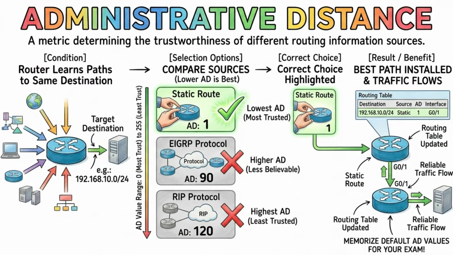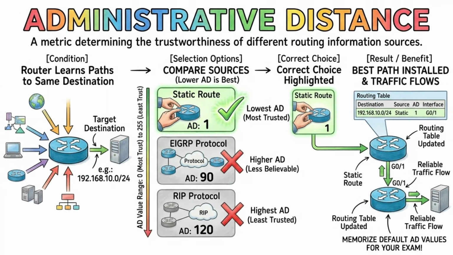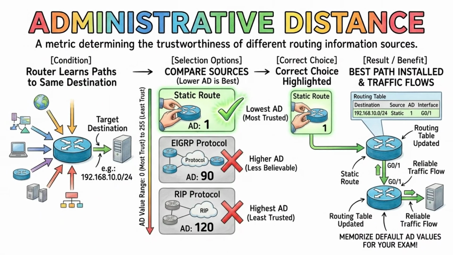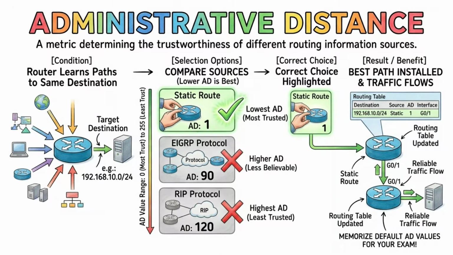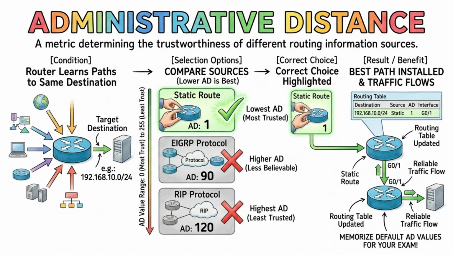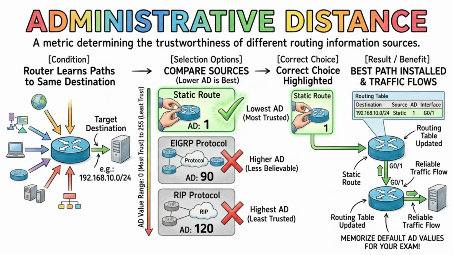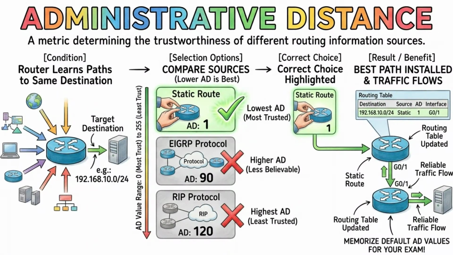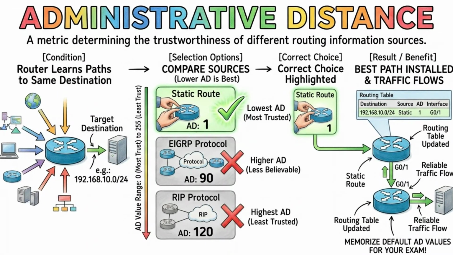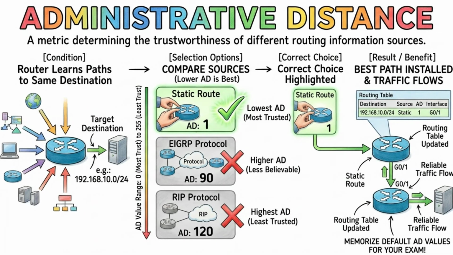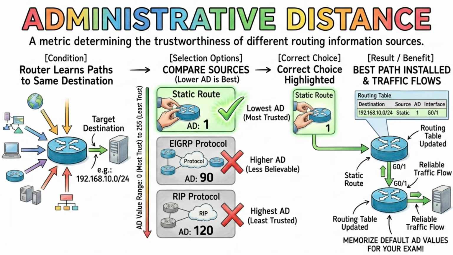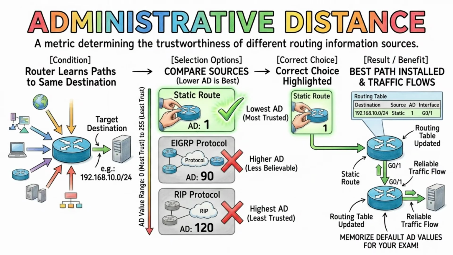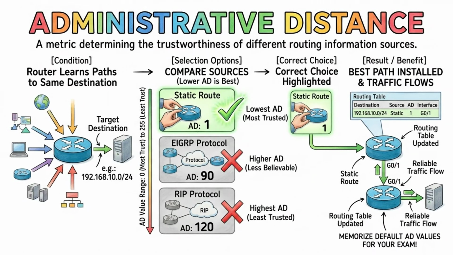Since a router can learn about the exact same destination from multiple different sources, it uses a concept called administrative distance to decide which source is the most trustworthy. Administrative distance is simply a believability score, represented by a number from 0 to 255, where a lower number indicates higher trust. For example, a manually configured static route has an administrative distance of 1, making it highly trusted, while dynamic protocols have higher numbers like 90 or 110. If a router learns 2 paths to the same server, it will always install the path from the source with the lowest administrative distance into the routing table. Memorizing the default administrative distance values for different routing protocols is a guaranteed way to earn points on your exam.